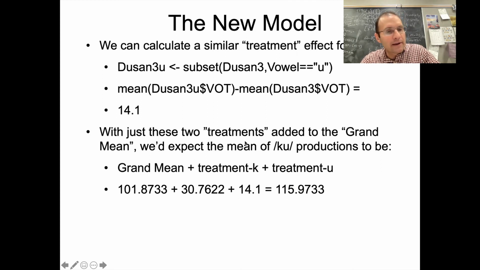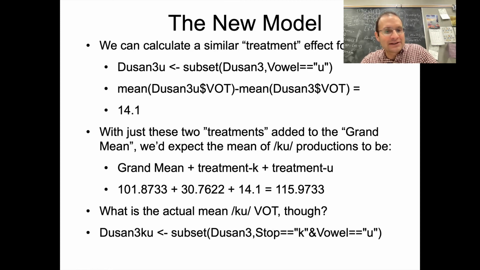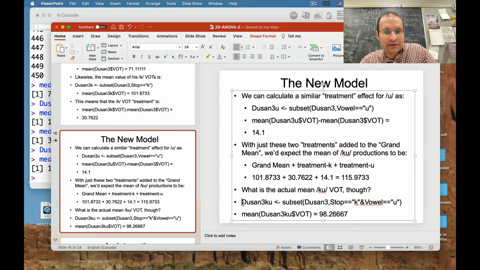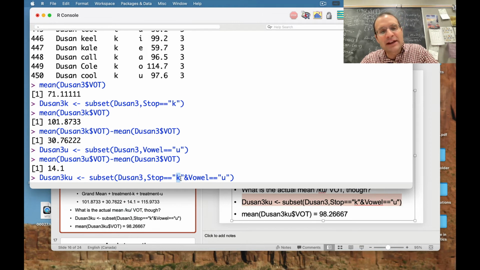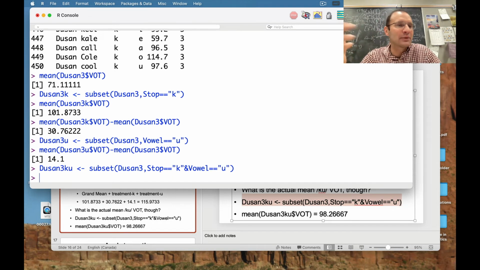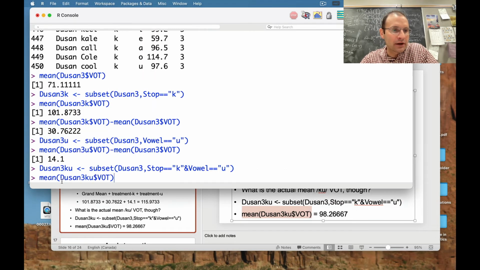But when we look at what the actual mean KOO VOT is, we get something quite different from that. So for this, instead of just abstracting out the K's to figure out the K effect, or the OO's to figure out the OO effect, I'm going to extract simultaneously the K-OO productions so I can figure out if there's a KOO effect, kind of on top of the K effect and the OO effect by themselves. And lo and behold, if I do that, I find out that there is something going on here.